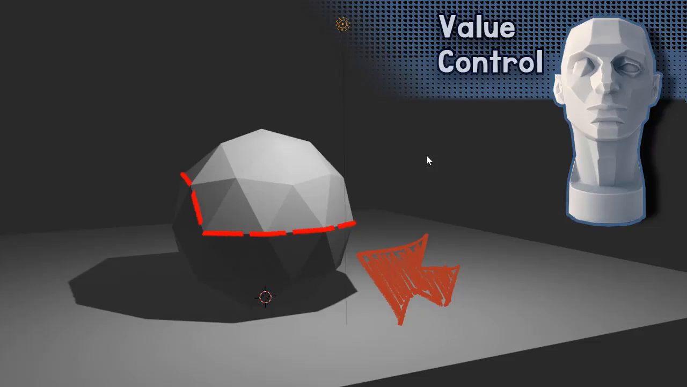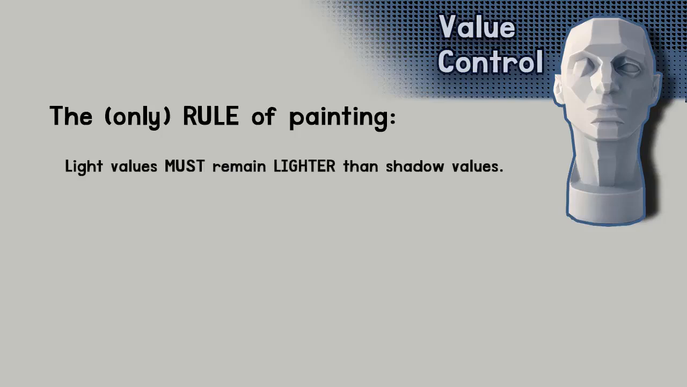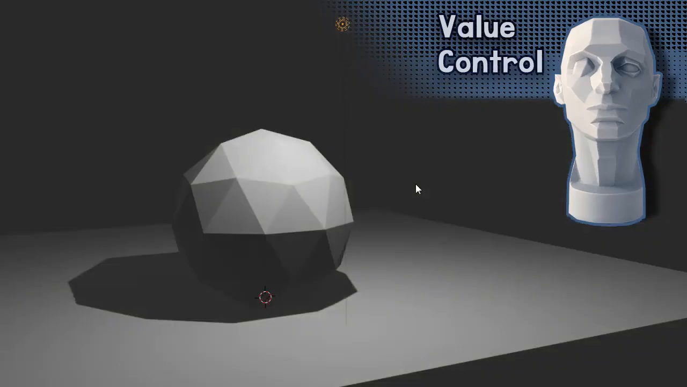And this brings me to perhaps the only rule of painting. Are you ready? It's the only time you'll ever hear me say the word rule. The rule is, your light values must remain lighter than the shadow values. And conversely, your shadow values must remain darker than your light values. This is the key thing we do as painters to keep our values separate, and therefore readable as light and shadow.